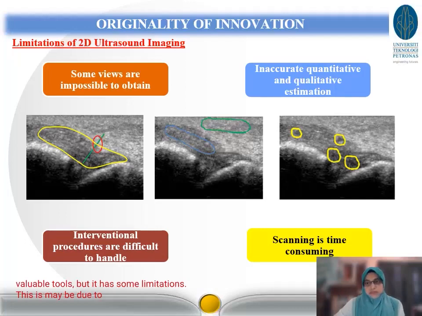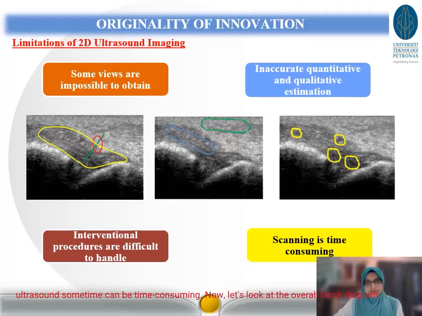Although it's a valuable tool, it has some limitations. This is mainly due to the fact that sound waves cannot travel well through air or bones. Some regions cannot be clearly viewed using ultrasound scanning. Due to this reason also, ultrasound can't really provide accurate quantitative and qualitative estimation of the damaged tissue. Subsequently, any procedure or treatment sometimes is difficult to administer. Apart from that, ultrasound scanning sometimes can be time consuming.